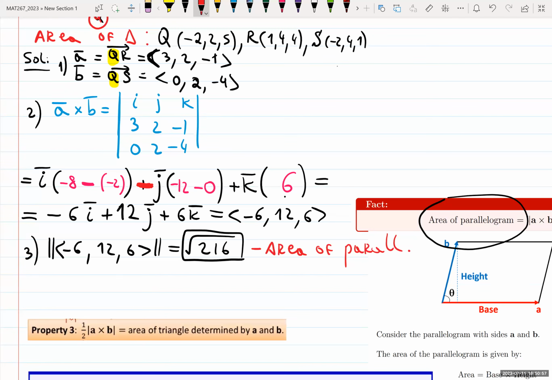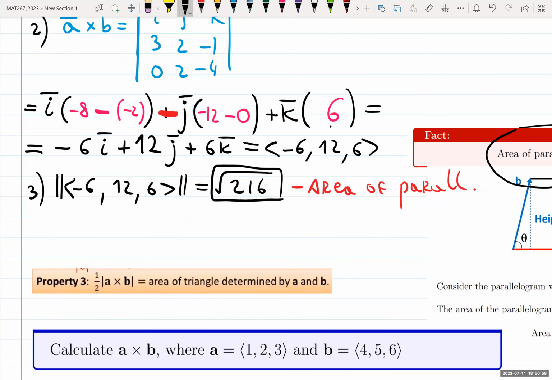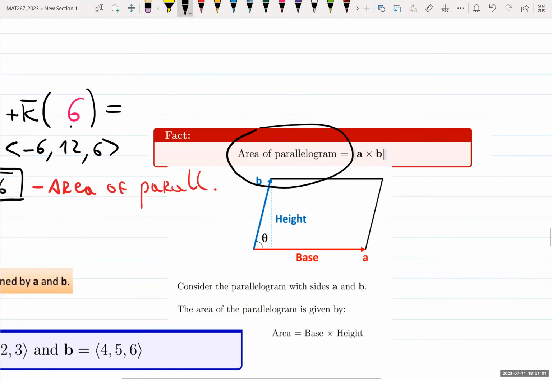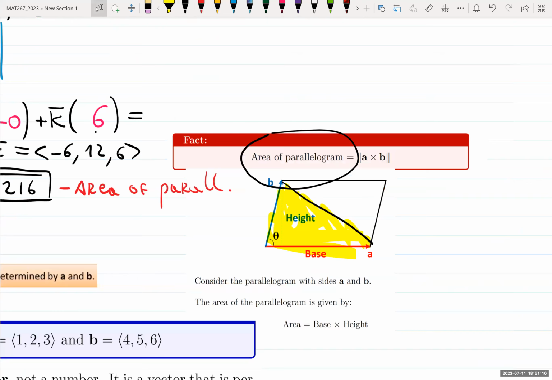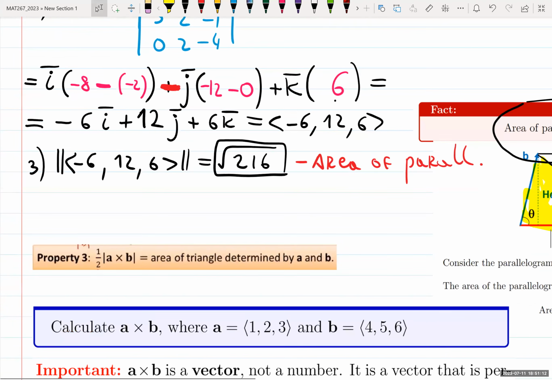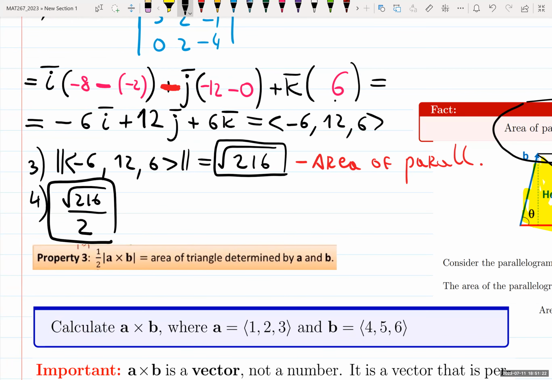Parallelogram. But a triangle is half of the parallelogram. Do you want to prove it? Here it is. See, voila, it's half of the parallelogram. So if you want a triangle, you just divide by 2. Don't forget about doing that. For the triangle, it will give you square root of 216 over 2. And just type this in. Don't simplify anything. This is good enough. Very good.